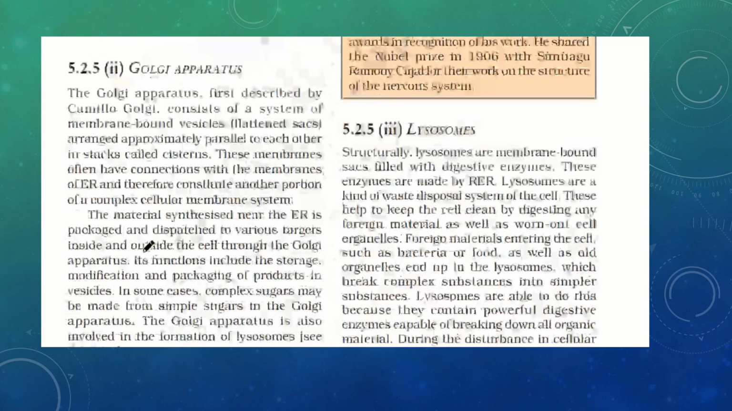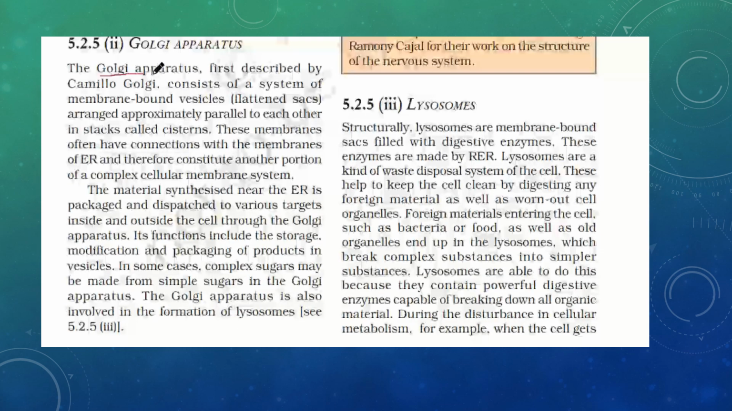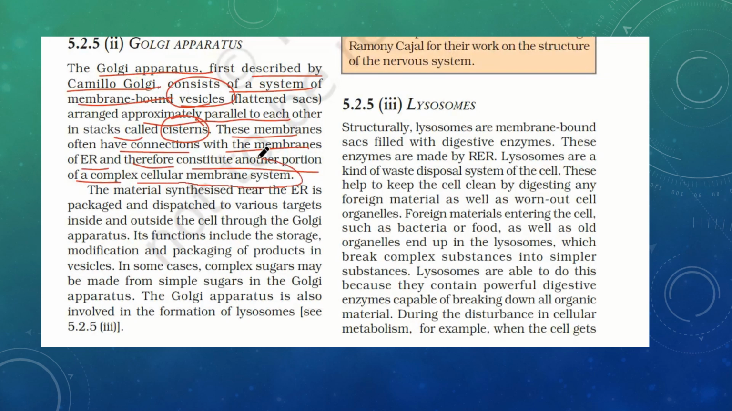Right, now we will move on to Golgi apparatus. So what is it? Golgi apparatus was first described by Camillo Golgi. It consists of a system of membrane-bound vesicles, right? Just now we have seen above in the diagram, they are membrane-bound vesicles. They have flattened sacs arranged approximately parallel to each other in stacks called the cisternae. So the stacks are arranged parallel to each other. These membranes often have connections with the membranes of endoplasmic reticulum, and therefore they constitute another portion of the complex cellular membrane system.